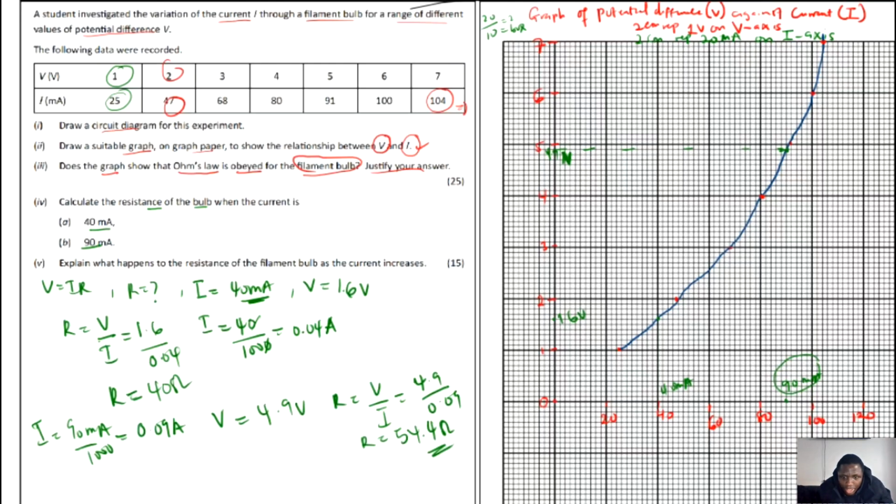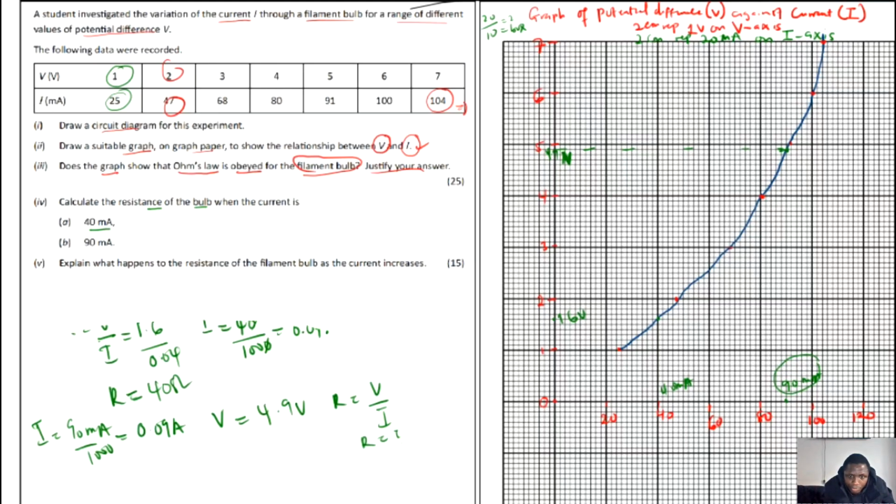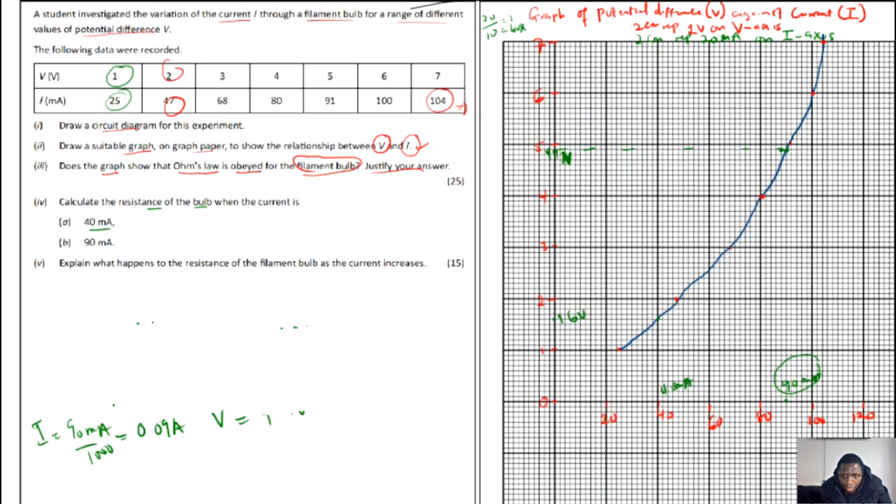So let's move to the last question. What's the last question saying? What happens to the resistance of the filament bulb as the current increases? What happens to the filament bulb as the current increases?